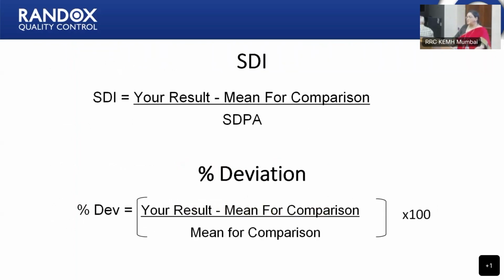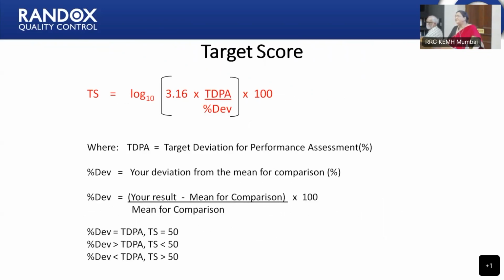These are the formulas used for the calculations of performance indicators. SDI: your result that you have submitted minus the mean for comparison, that is the peer mean, divided by SDPA, that is SD of the peer. Percentage deviation is your result minus the peer mean, divided by the peer mean, into 100. And the target score is calculated with this log-based formula.